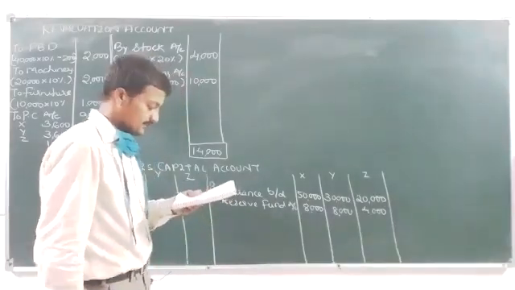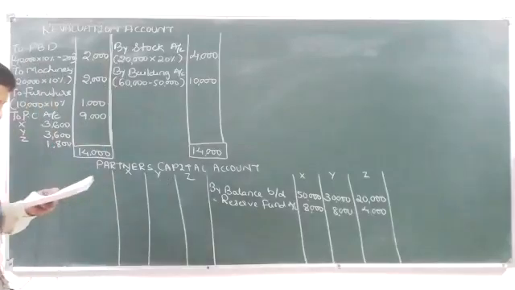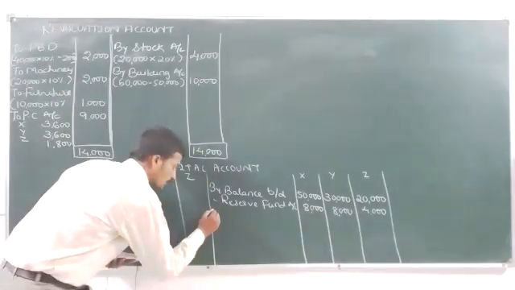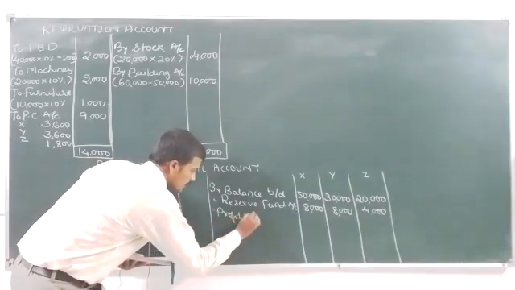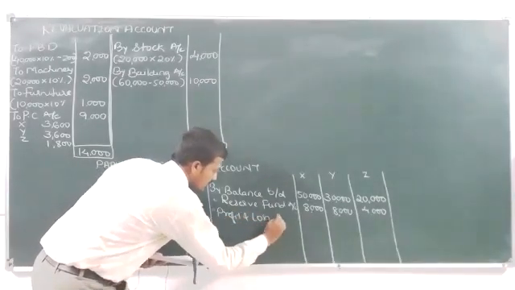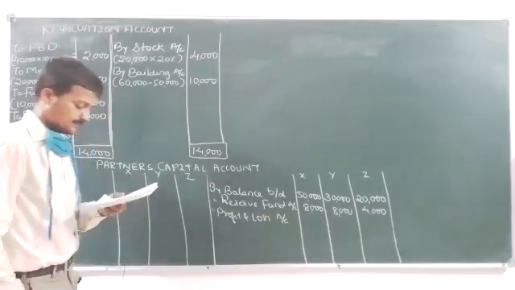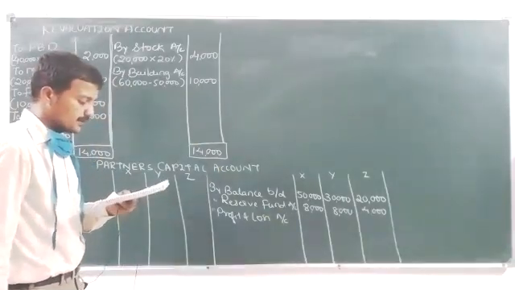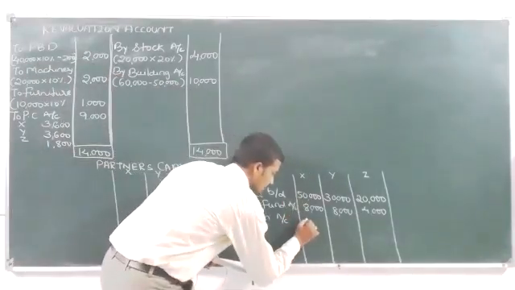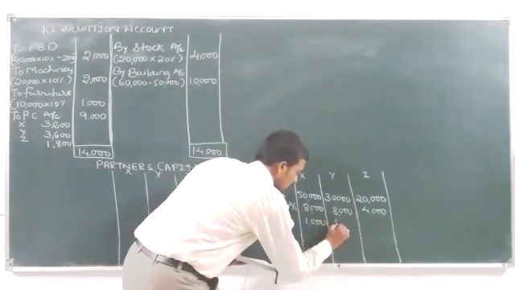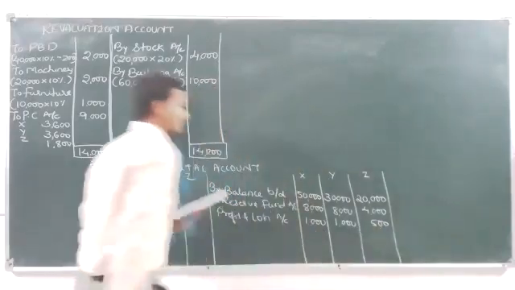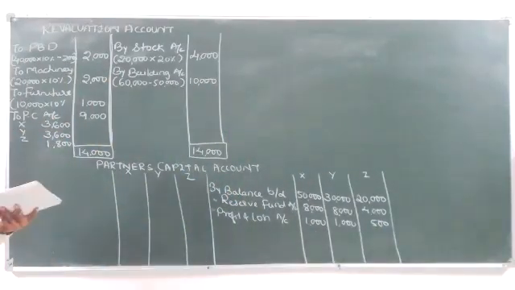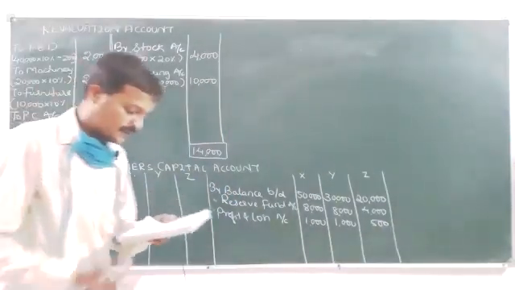The next is, we also have profit and loss account in this problem. So we will write by profit and loss account, and the amount is 2,500. It will be 1,000, 1,000 and 500.